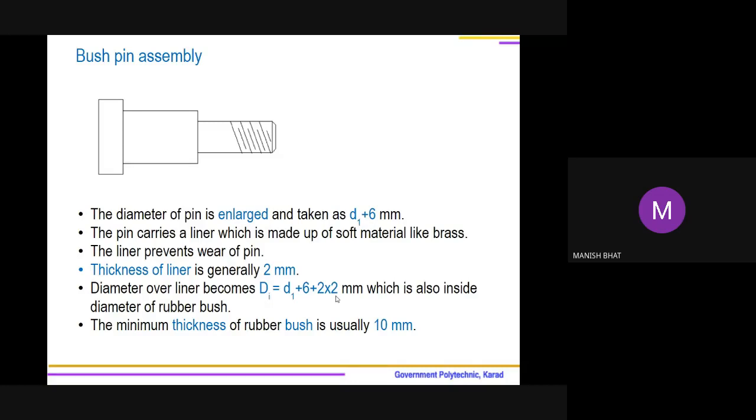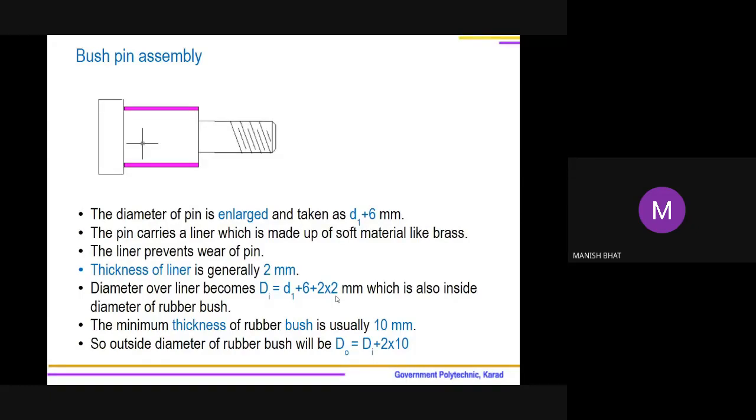Over the liner, a rubber bush is fitted. That rubber bush has a minimum thickness of 10 millimeter. You can select 12 millimeter or 14 millimeter thickness also. But what is the minimum thickness of bush required? 10 mm. If you select a bush thickness of less than 10 mm, failure due to bearing pressure may occur. So these are the conventions which we are supposed to use. The diameter is enlarged, 6 mm is added. A liner of soft material having thickness 2 mm is added, and over that liner there will be a rubber bush.